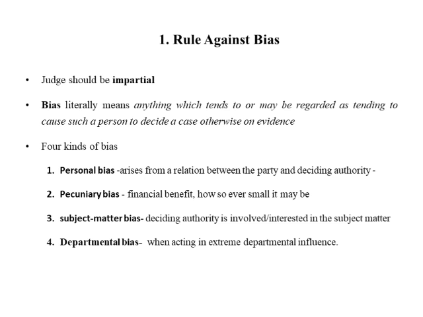The fourth kind of bias is departmental bias. This kind of bias arises when the judge is acting under extreme departmental influence. This kind of bias is very common in the executive process. So the judge or deciding authority may try to uphold the policy of the department.